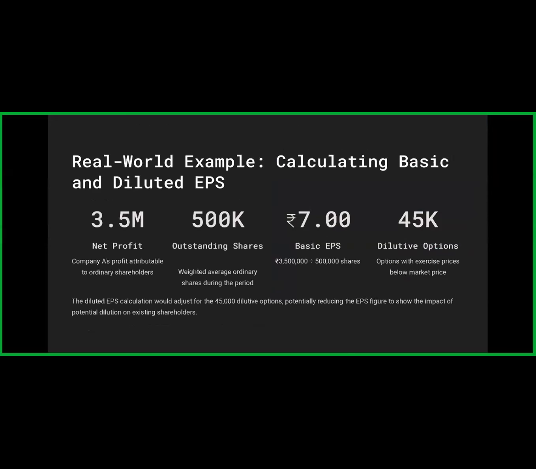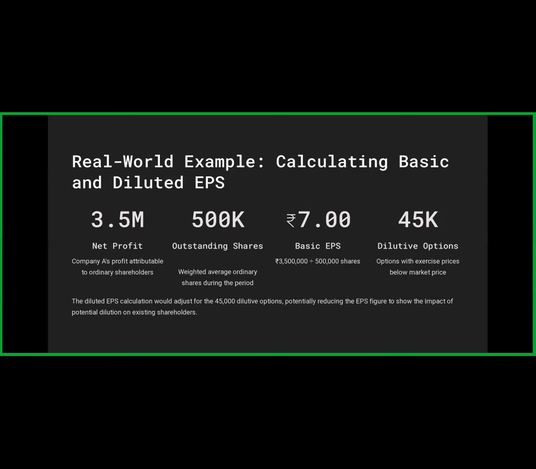Here, if we take a real-world example, one company's net profit is 3.5 million. Million means 3.5 million is 35 lakhs. So the net profit is 3.5 million, that is 35 lakhs, that is the company's net profit, and their outstanding shares are 500k, that means 5 lakhs.